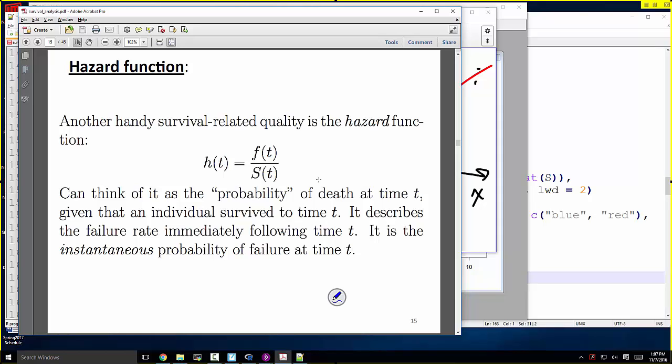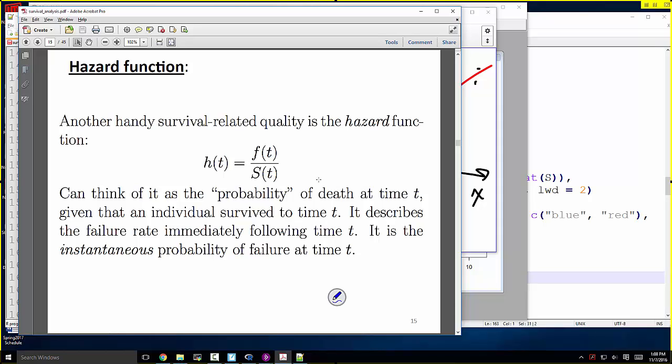So it's like a time-dependent quantification of instantaneous risk. Given that you are still alive at this specific moment, what is the instantaneous probability that you will die at this moment? The hazard is a function over time. When it's high, your risk is high.